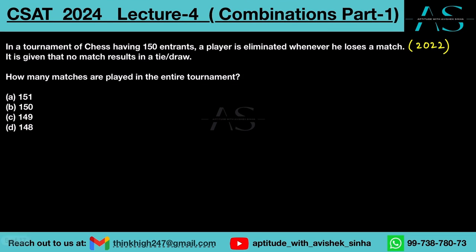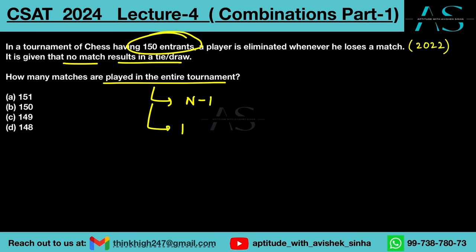Next. In a tournament of chess, 150 entrants, a player is eliminated whenever he loses a match. It is given that no match results in a tie or a draw. How many matches are played in the entire tournament? For these types of questions, please understand the number of matches is always equal to n minus 1. So that is 150 minus 1, which is 149 matches. Simple.